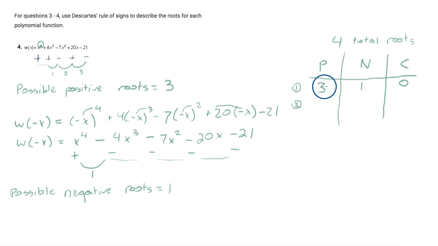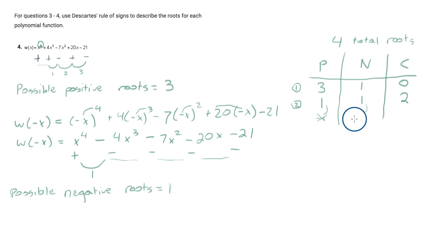Scenario 2, we can count down 2 from the positive roots, so we could have 1 positive root. We could still have 1 negative root, and that would give us space to have 2 complex roots. Remember, with our complex roots, they come in pairs. If we count down by 2 again in our positive roots, we get negative 1. This doesn't make any sense. Thus, it's not possible for us to have any other scenarios for positive roots.